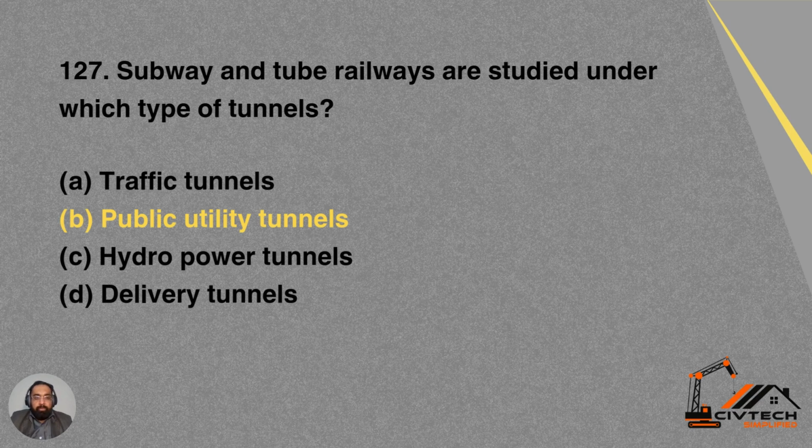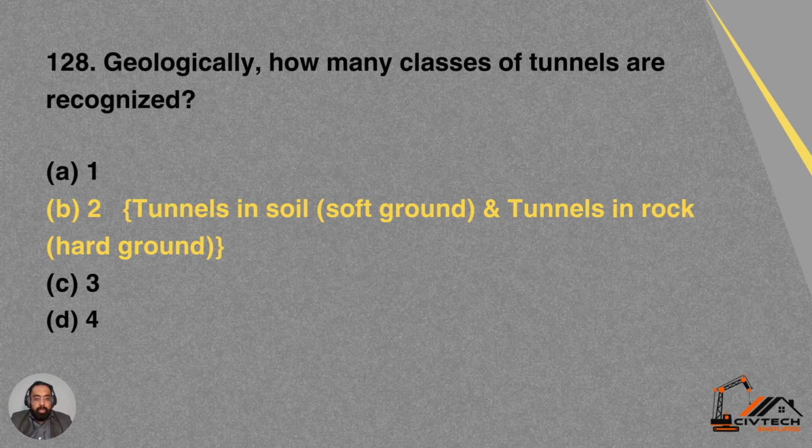Question number 127. Subway and tube railways are studied under which type of tunnels? Option A, traffic tunnels. Option B, public utility tunnels. Option C, hydropower tunnels. And option D, delivery tunnels. Thus, B is the correct answer for this question. It's public utility tunnels. Subway and tube railways are studied under public utility tunnels. So B is the correct answer.